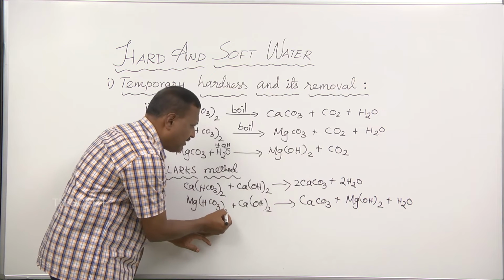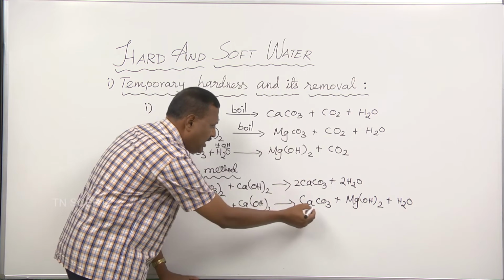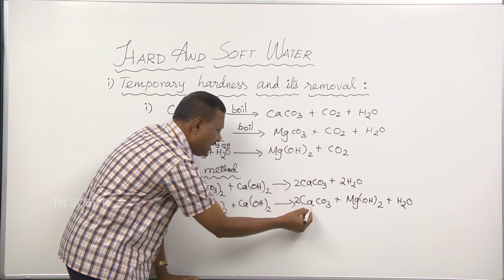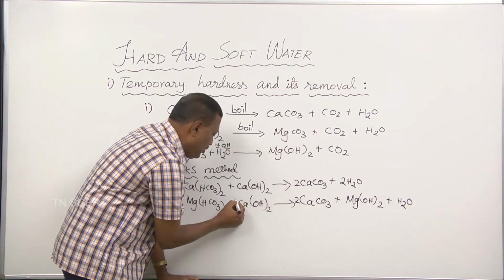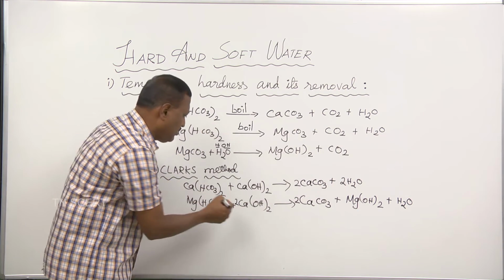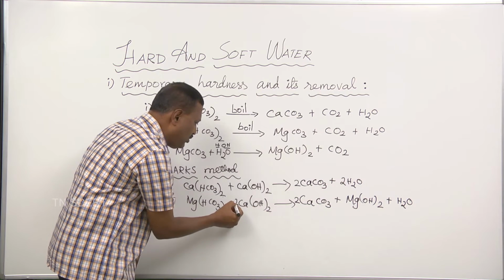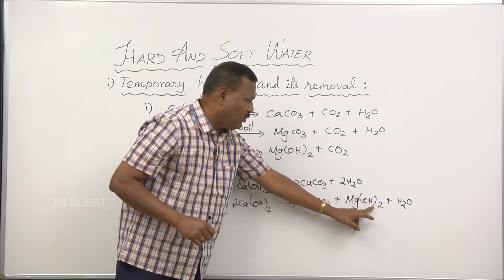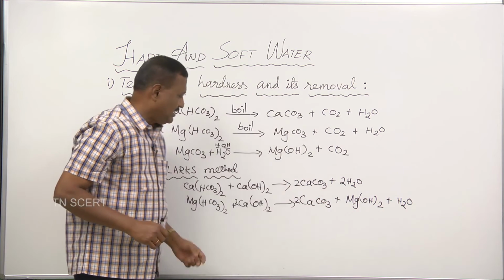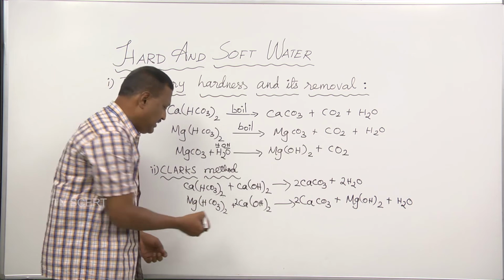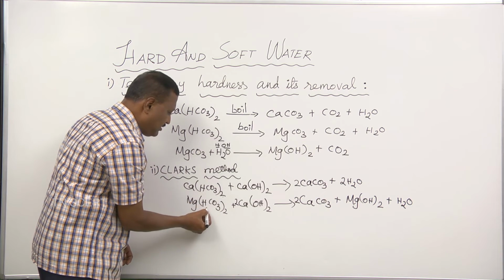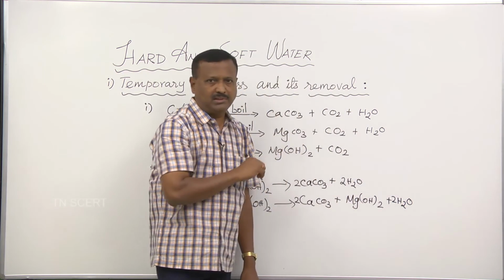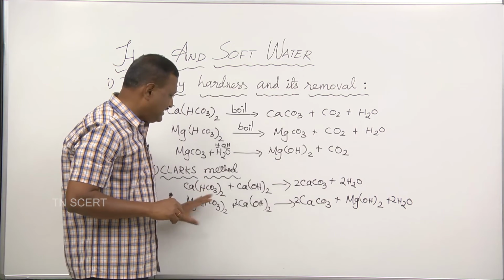Here 2 carbonates are there. Among the 2 carbonates, we have written only 1 carbonate on the right-hand side. So, you write 2 carbonate, so that the calcium becomes 2. So, 2 calcium hydroxide. In 2 calcium hydroxide, we have totally 2 into 2, 4 hydroxy. Among the 4 hydroxy, we will retain 2 hydroxy in magnesium hydroxide. The remaining 2 hydroxy combine with 2 hydrogen to form 2 water molecules. That is the proper balancing of this second equation.